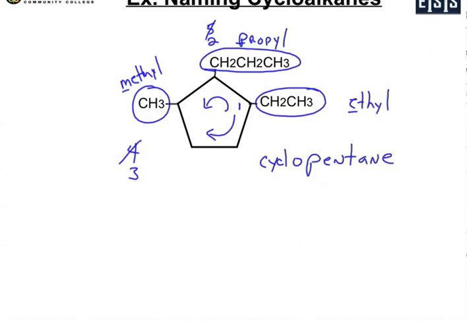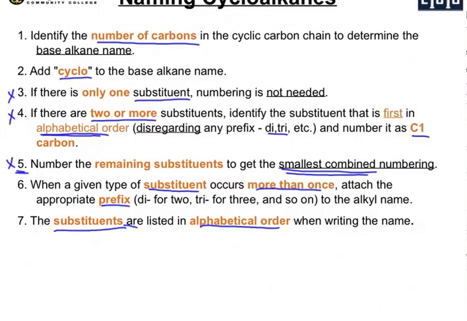So now we know we have a 3-methyl and a 2-propyl, and the ethyl, as we said before, is number 1. Now that we've identified that, we go to 6, and 6 says if any substituent occurs more than once, we've got to use a prefix, di, tri. We don't have to worry about that because none of ours occurs more than once. And we go to 7 here. Just list your substituents in alphabetical order when you write out your final name.